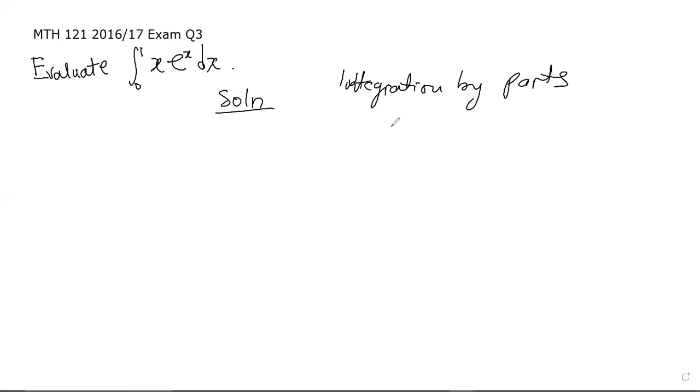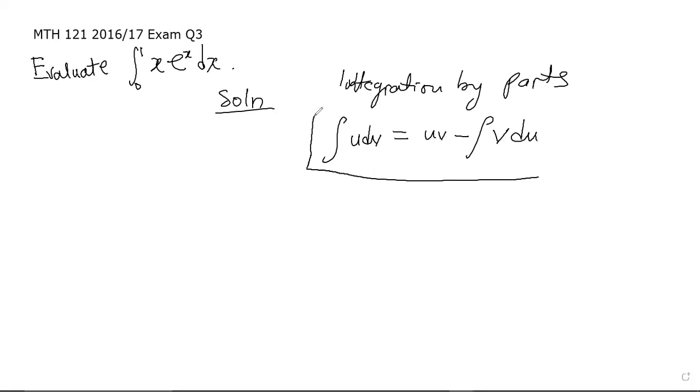In integration by parts, there is an expression that has been developed. I won't begin to derive or explain it. The expression says the integral of u dv equals uv minus the integral of v du. It is a standard expression for integration by parts. So now let's apply this.